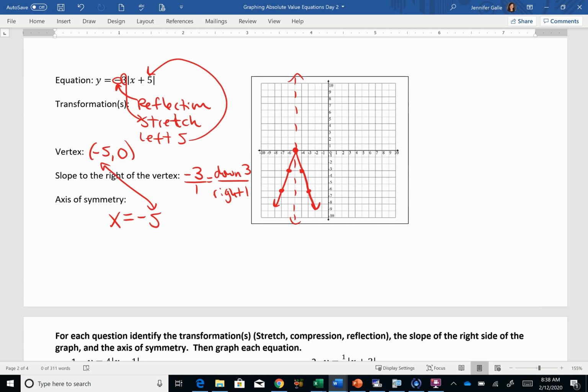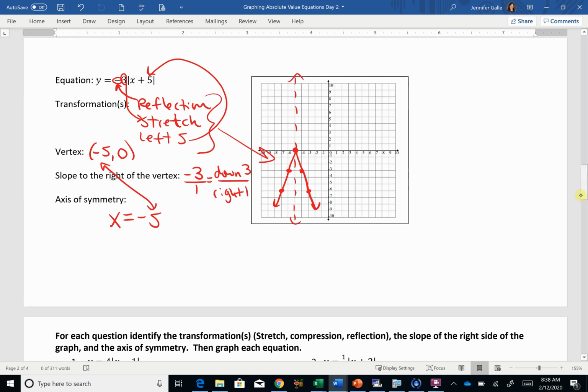So after you graph, make sure your transformations match your graph. Your transformations help you describe what your graph should look like. So does your description actually match what you graphed?